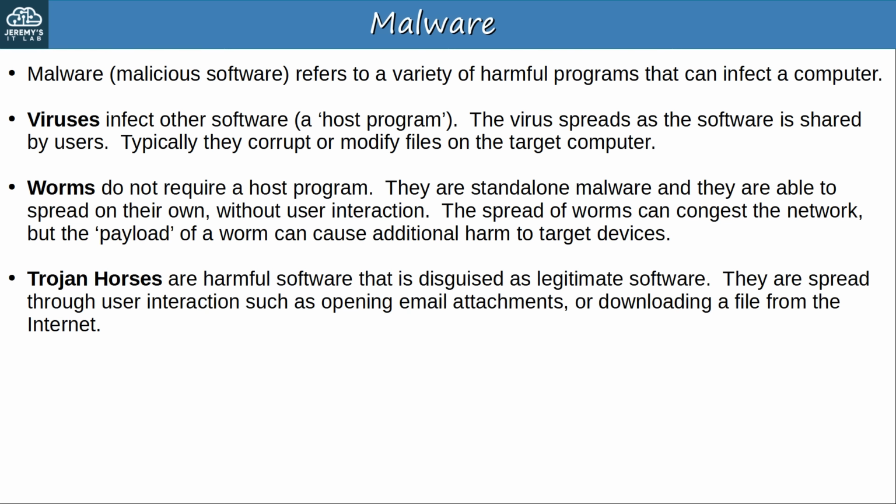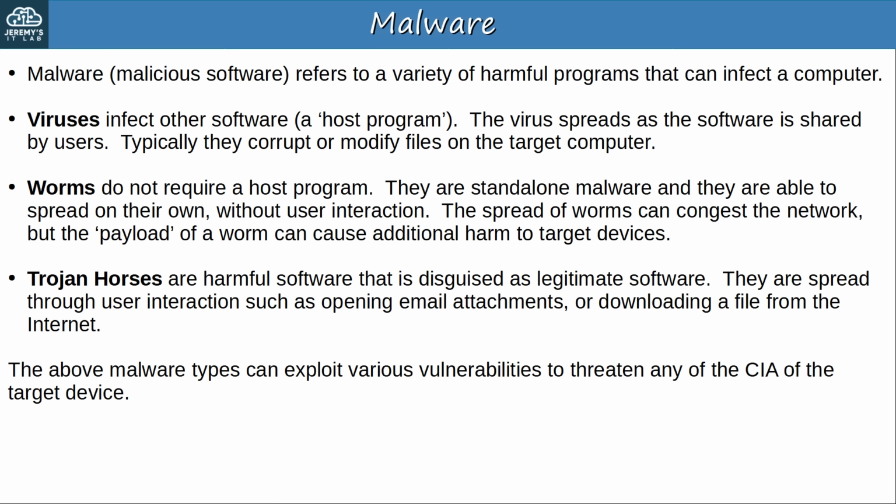Another famous kind of malware is the Trojan horse, which is harmful software disguised as legitimate software. Trojan horses spread through user interaction, such as opening email attachments or downloading a file from the internet. Note that these types of malware are defined mostly by how the malware infects a system and how it spreads, not the attacks they carry out after infecting the system. The above malware types can exploit various vulnerabilities to threaten any of the CIA triad of the target device. And as I said before, there are many types of malware. These three are just a few large categories of malware.